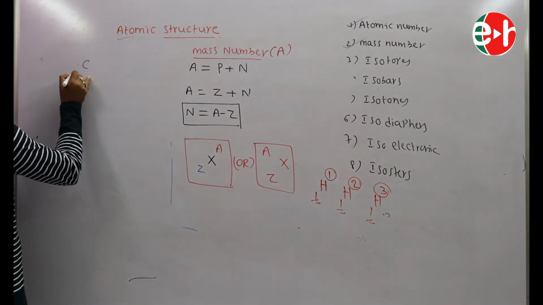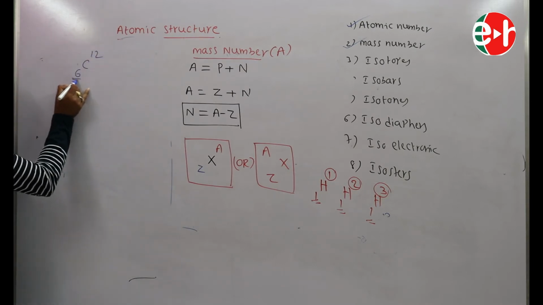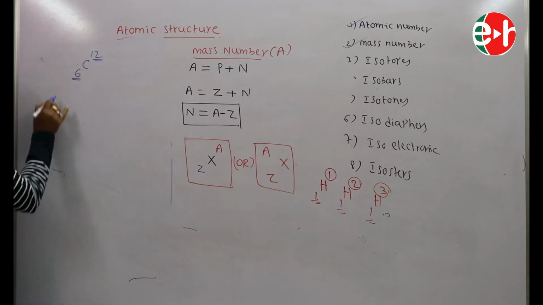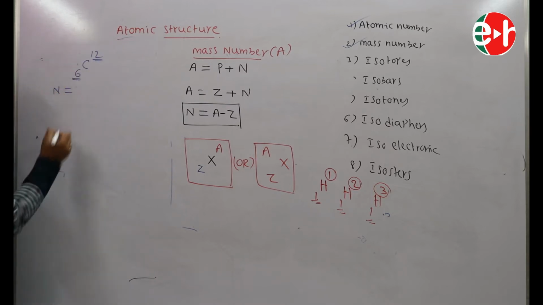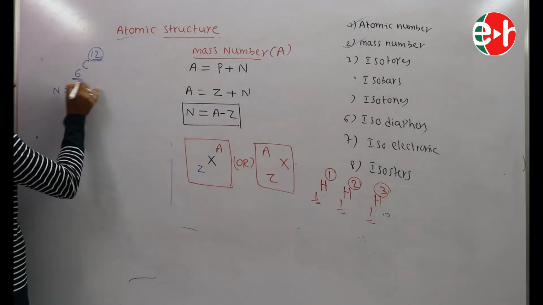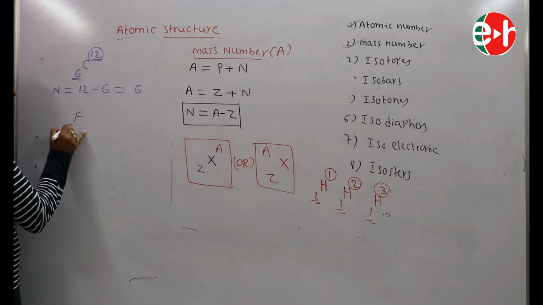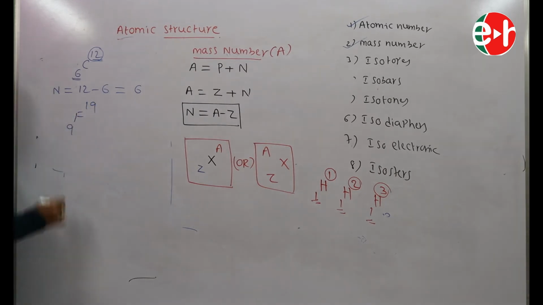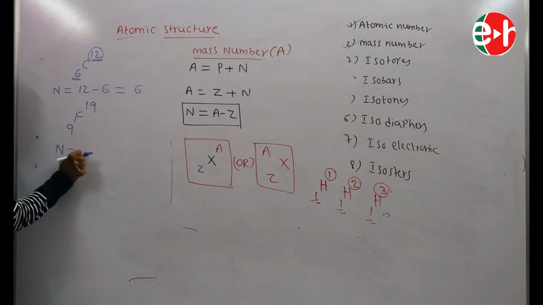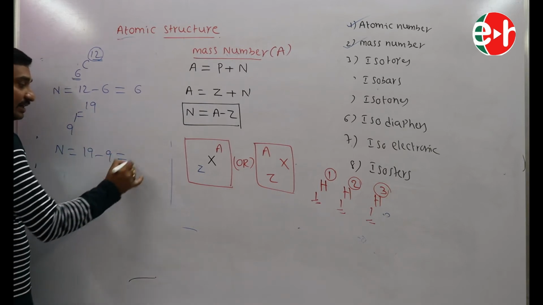Example, carbon 6C12. Here the atomic number is 6, the mass number is 12. How to find the number of neutrons? Number of neutrons N is equal to mass number A 12 minus atomic number Z 6, 12 minus 6 is 6. Fluorine 9F19: number of neutrons N is equal to mass number 19 minus atomic number 9, 19 minus 9 is 10.